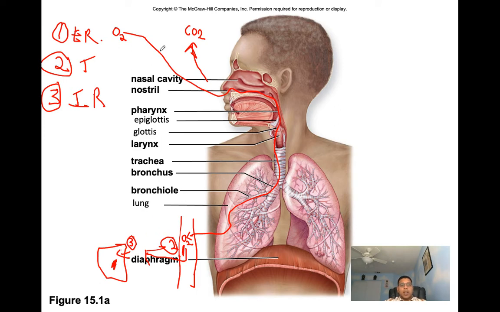So step one is the movement and exchange of oxygen between the air and our blood. Number two was transport. And number three was internal respiration.